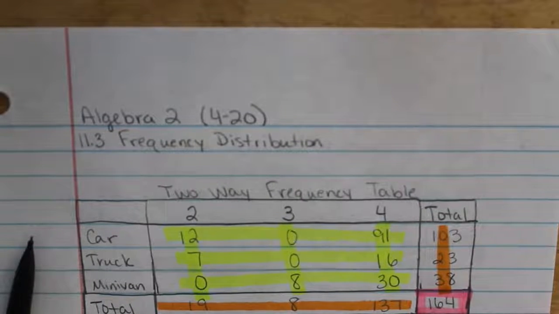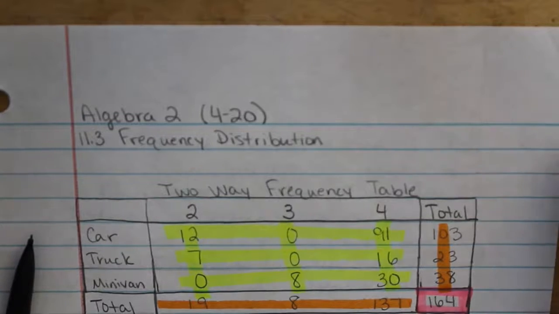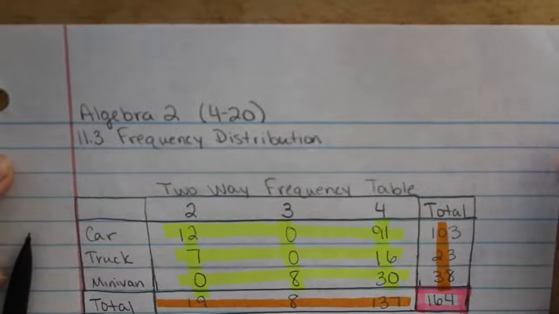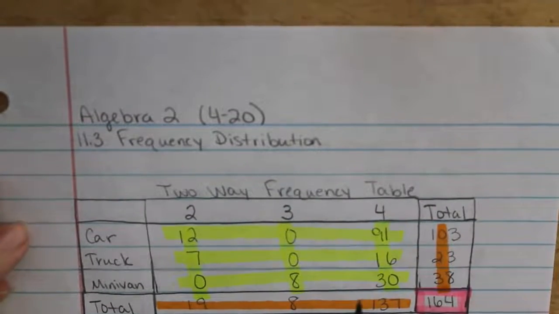Okay, today in Algebra 2, we are going to be taking 11.3 kind of slow. So I'm splitting it into two different things. I'm going to deal with probability and percentages tomorrow, but today I want to talk about the frequency distribution two-way frequency table. So in here you can see I've got some different things highlighted for you.